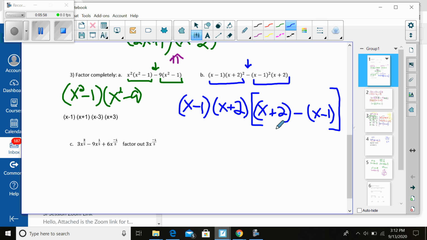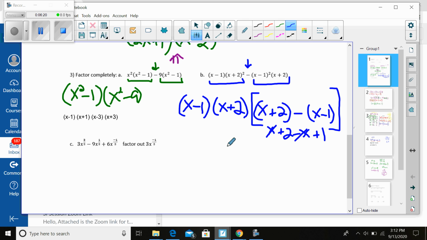So now I can clean up what I have in parentheses. I better remember to distribute my negative, right? And so when I do that, I'd have x plus 2, distribute the negative, that becomes plus 1. And so ultimately I am left with, the x's are gone, those would zero out. I'm left with a 3.